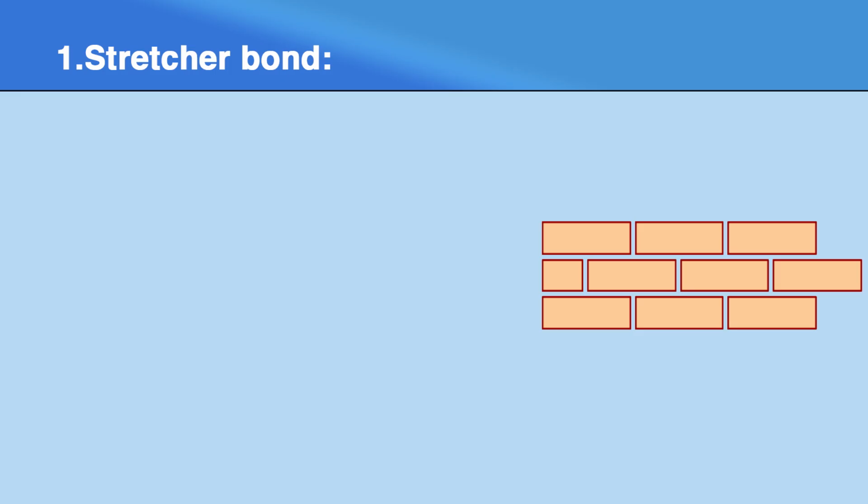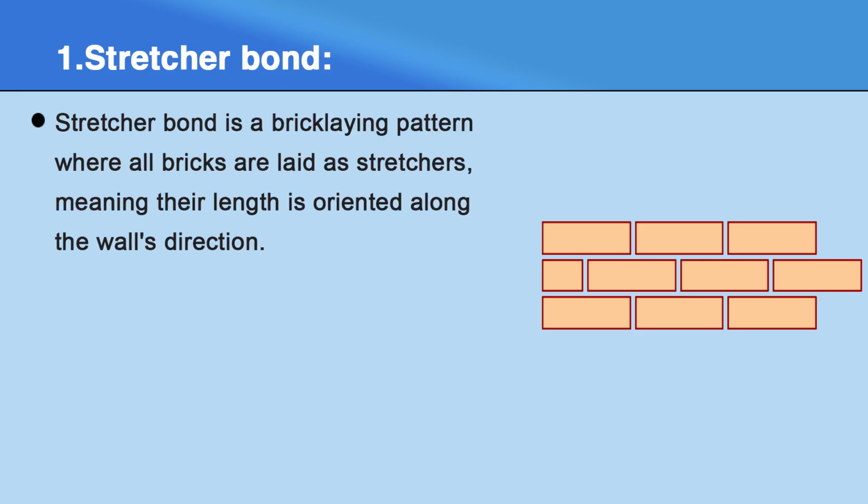Number 1, the stretcher bond. A stretcher bond is a brick laying pattern which is characterized by the horizontal placement of bricks such that only their long faces are visible, the long face is called the stretcher. So, the stretchers are visible in the facade.